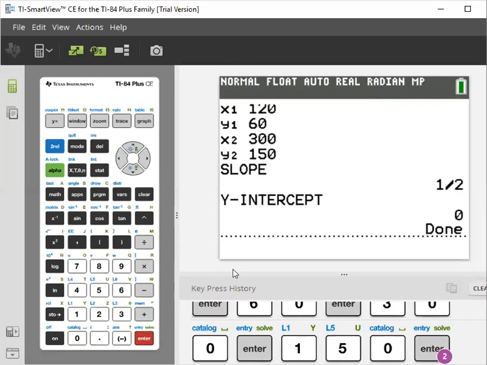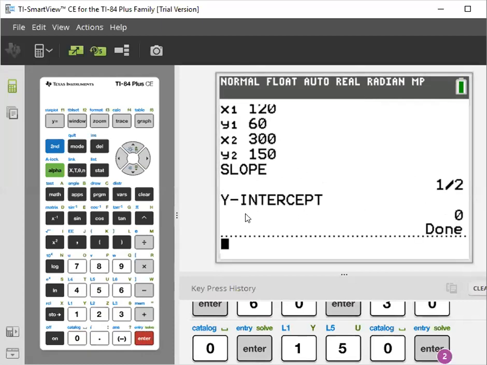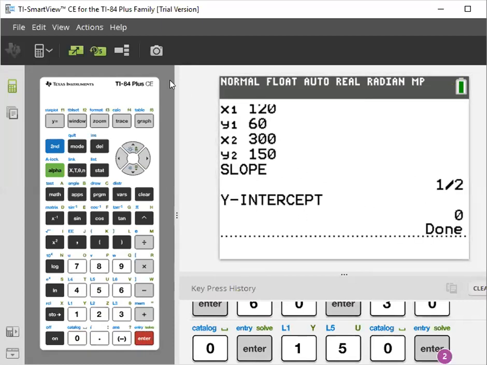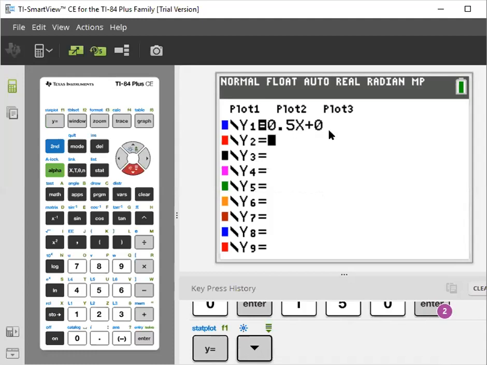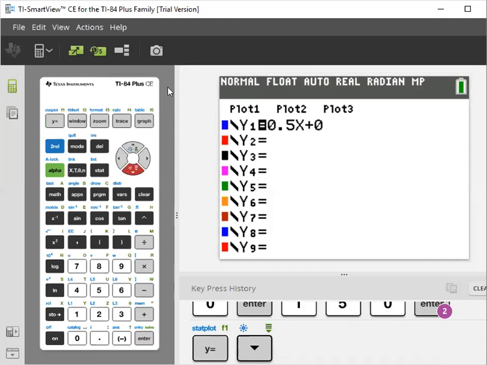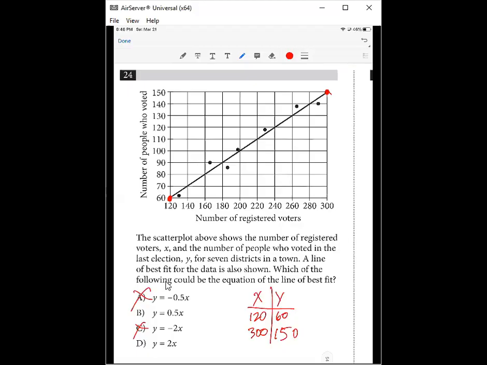So we would choose option 1. It tells you that the slope is 1/2, the y-intercept is 0. If you go to the y equal screen, it'll also have the point there, and you can see it's 0.5x plus 0. So that's our answer. Go back over to the test, and it would be choice B. And we would be done. 2 problems that we can simply answer using the ALINEAR program.